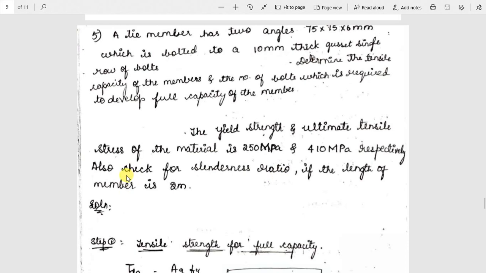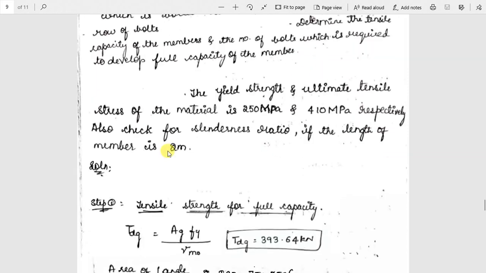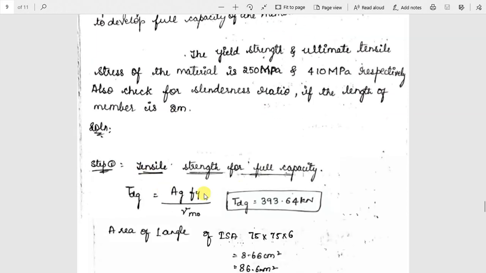So it's a design problem wherein the load is not given. You have to calculate the load. That means he has asked you to design for its full capacity. That means here the angle to be used is given, and the load you have to calculate. So how to get the tensile strength for full capacity? It is nothing but you have to calculate TDG.